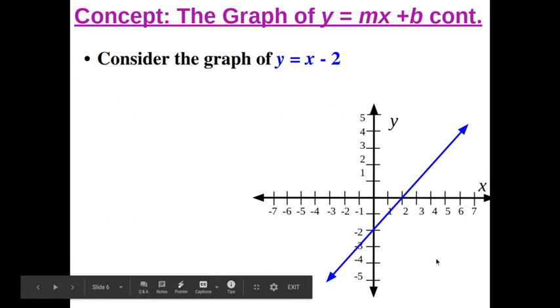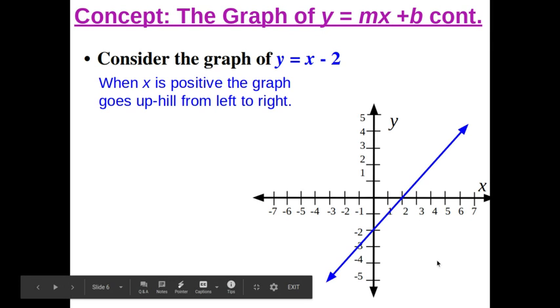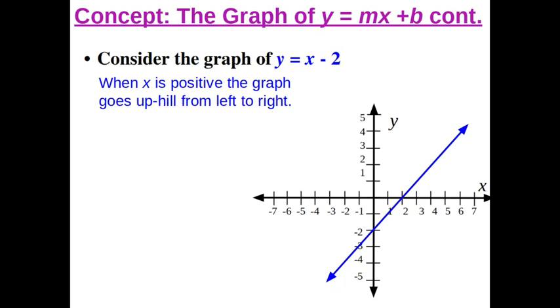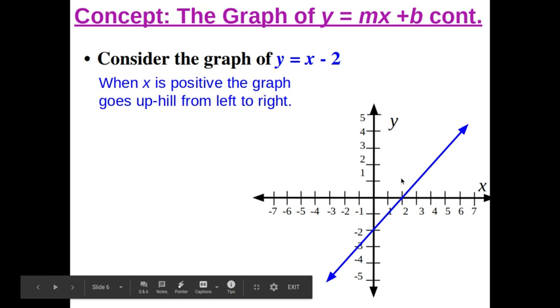So now consider the graph of y equals x minus 2. That's this blue here. When x is positive, the graph goes uphill from the left to right. So our x is positive, right? Our x over here is a positive 2 right here, right? And we know that it's a positive slope because it's going from the bottom to the top. So it's making an increase of a positive.